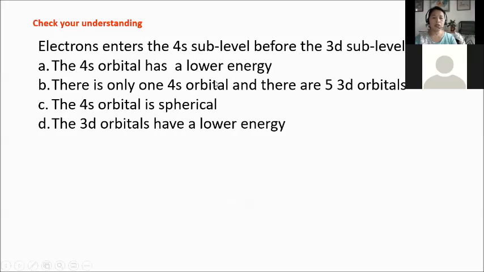Okay. Nasa checking of understanding na tayo. So, electrons enter the 4s sublevel before the 3d sublevel. This is because A, the 4s orbital has a lower energy. B, there is only one 4s orbital and there are 5 3d orbitals. C, 4s orbital is spherical, and D, 3d orbitals have a lower energy. So, ano kaya ang answer dito?